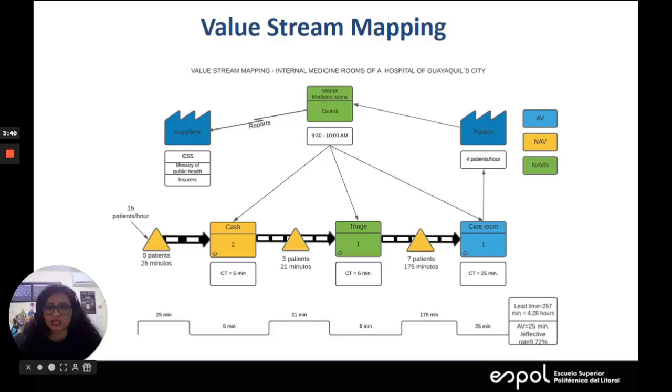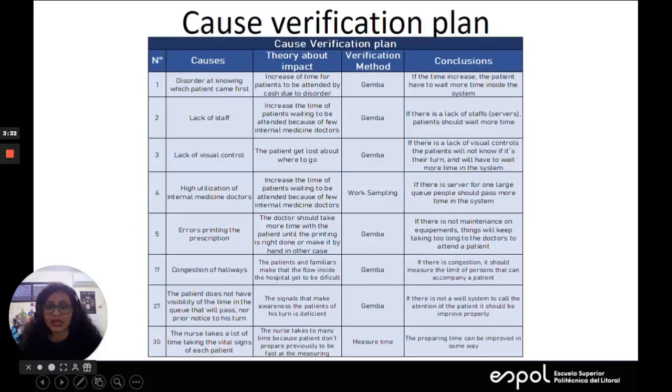So our value stream mapping shows the key activities, the key process. We have cash, triage, and care room, and also we can see the times that each activity takes. In our cause verification plan that we show in the last section, the key causes that we found are disorder in knowing which patient came first, lack of staff, lack of visual control, high utilization of internal medicine doctors, errors printing the prescription, congestion of hallways, the patient does not have visibility of the time in the queue, and the nurse takes a lot of time taking the vital signs.